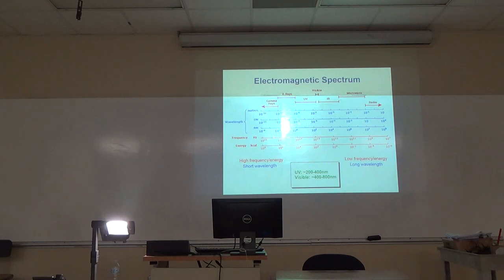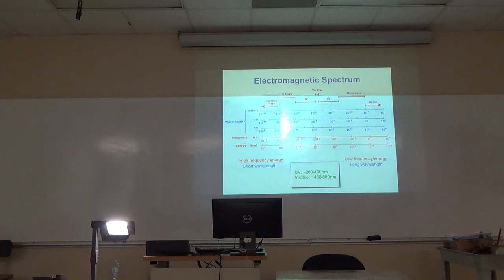Which one's higher in energy? Which end is higher in energy? Gamma rays, yes. Radio waves are weakest. Which ones have the longest wavelength? Radio waves have longer wavelength. Which one's higher in energy, UV or IR? UV. Which one's higher in energy, UV or visible? UV.